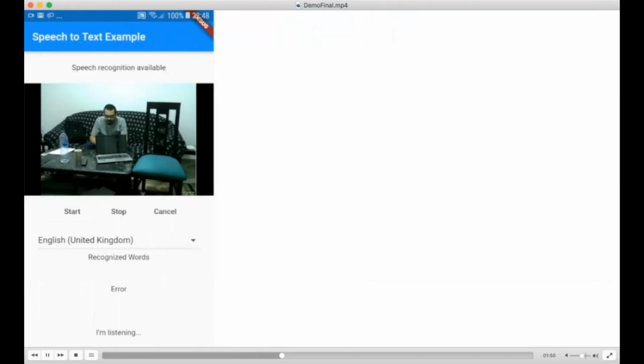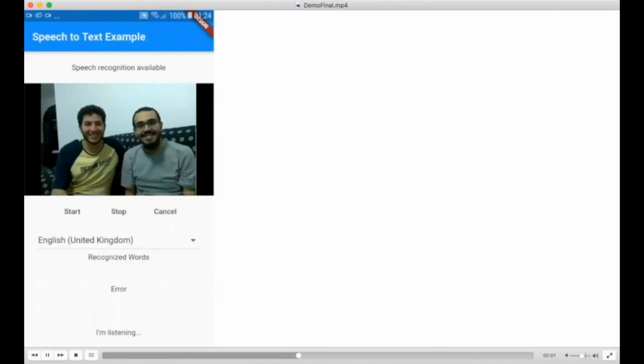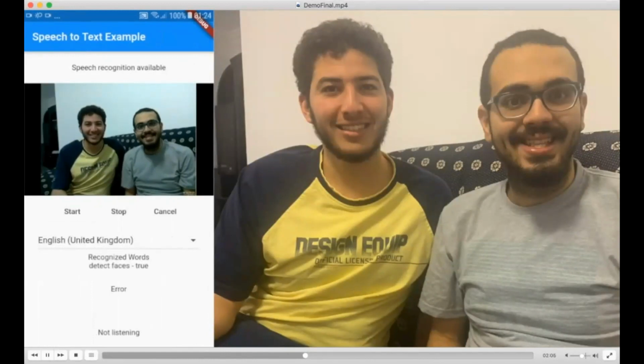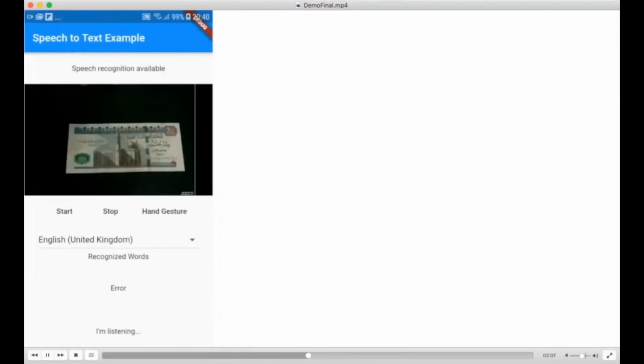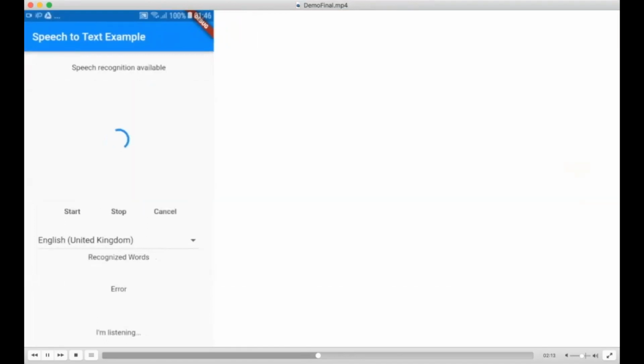Detect objects. Bottle 1, chair 1, cup 1, laptop 1, person 1, remote 1. Detect faces. 2 people, 2 smiling, 0 sleepy. Detect bill. 1 bill, 100 pounds.